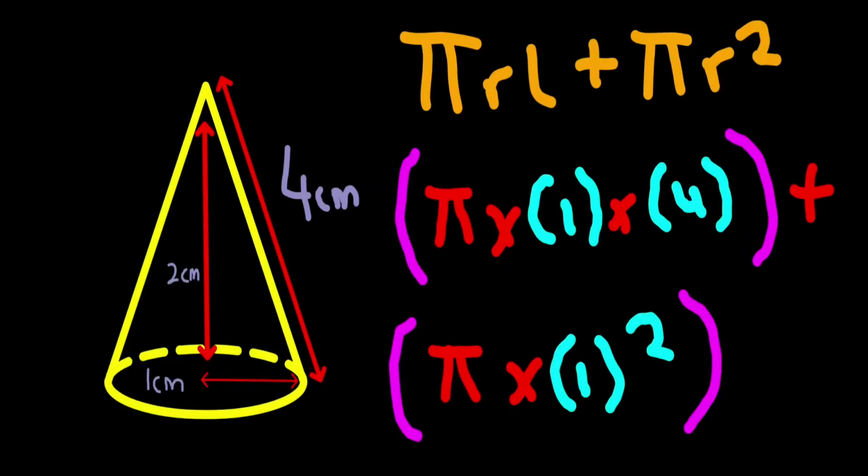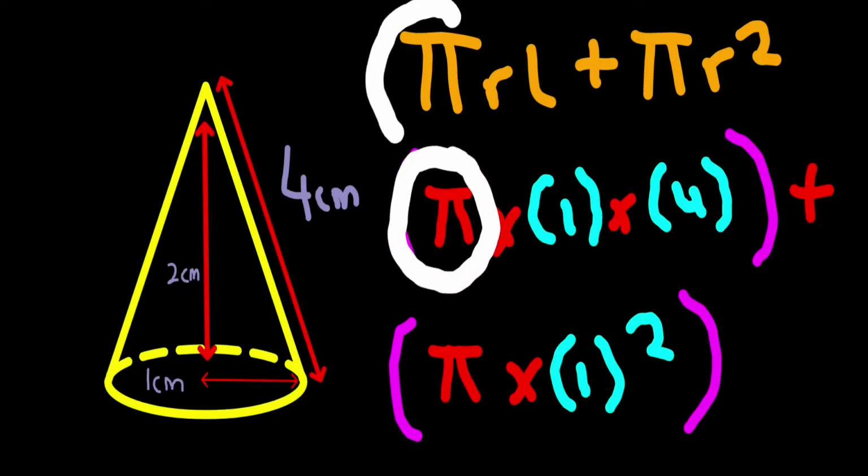Now we substitute, so pi times 1, and remember 1 is the radius, times 4, 4 being the length, plus pi times 1 squared, 1 is the radius again. The height is just there to misguide you. If the length isn't stated, then you must find the length using Pythagoras, using the height.